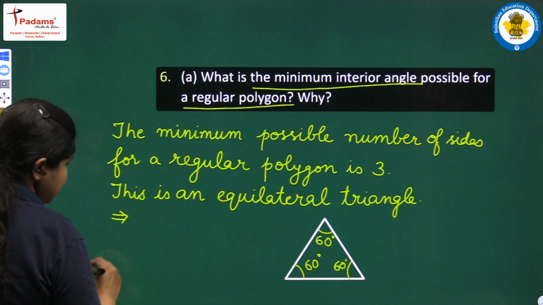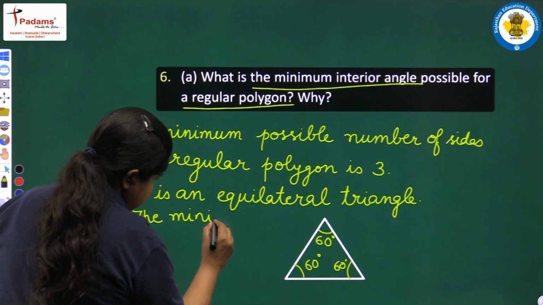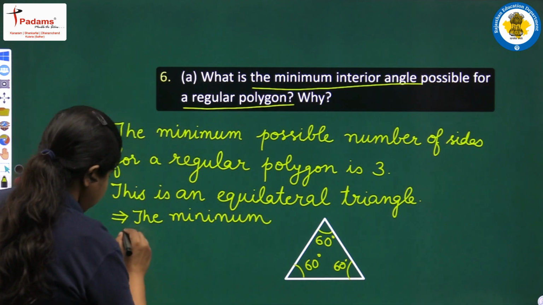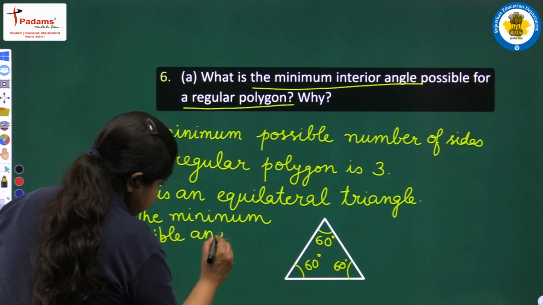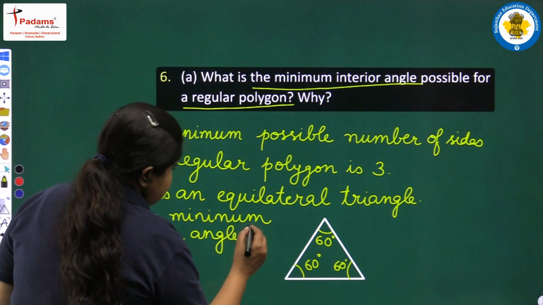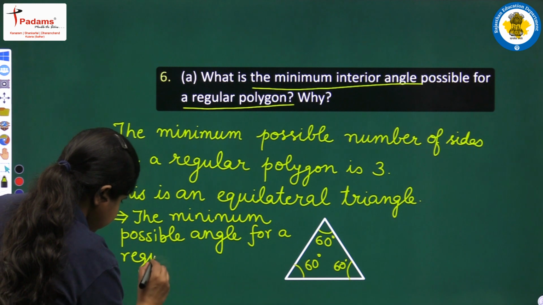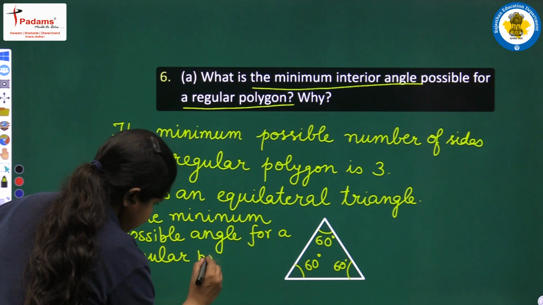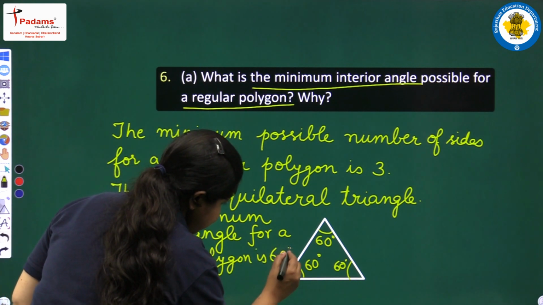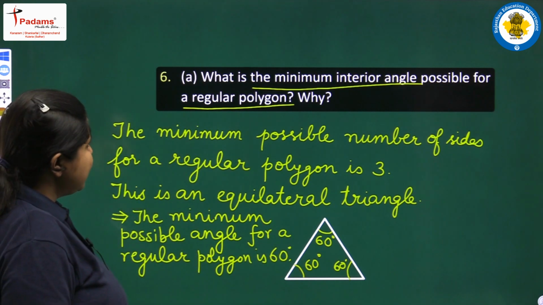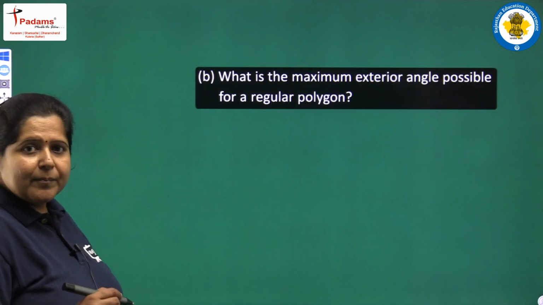This implies the minimum possible angle for a regular polygon is 60 degrees. Okay. Then we have what is the maximum exterior angle possible for a regular polygon.